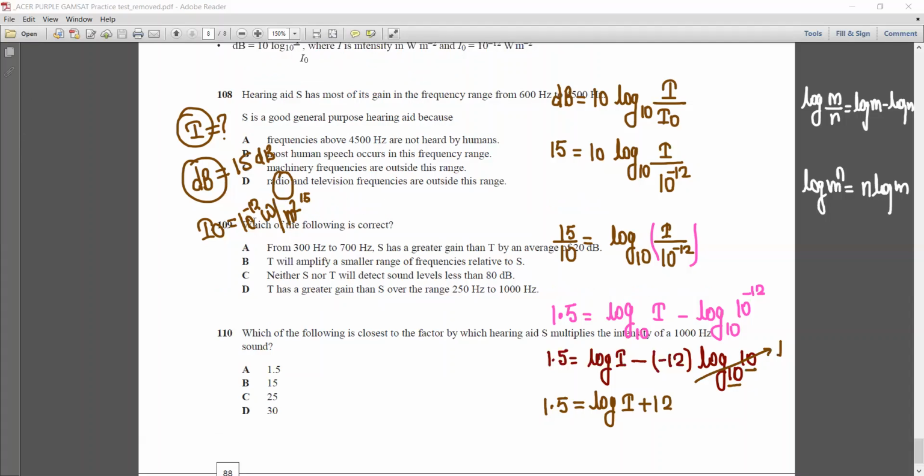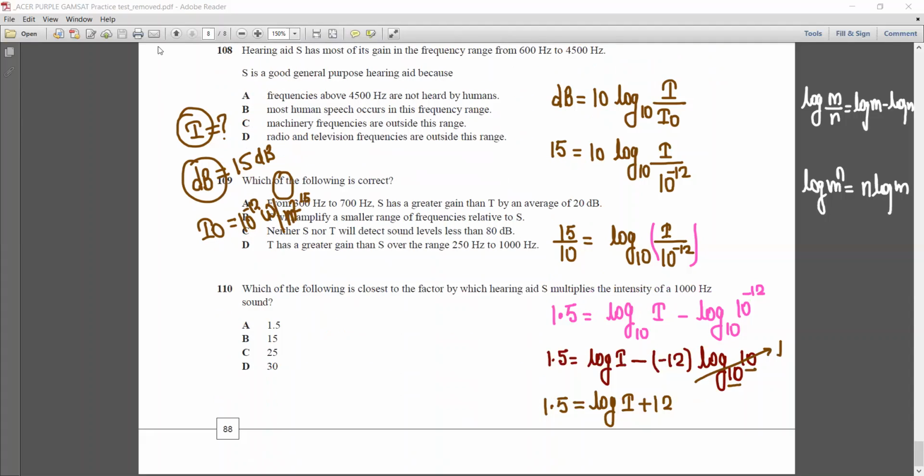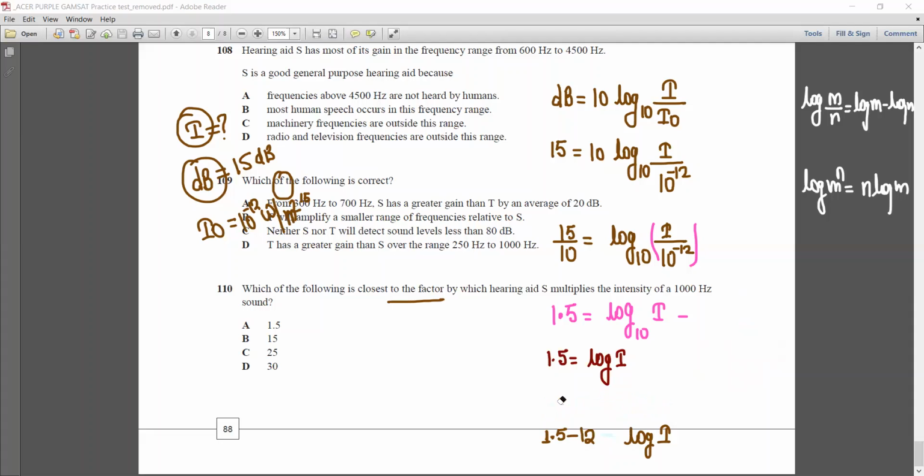Let's see, are they defining any value here for the log term? No, they are not defining any value for the log term. Now we found that this will be 1.5 minus 12, which is log I. Wait a second. I think they want to know the factor, so I think we do not need to do this here. Actually, they want to know the factor, which means the value of I over I naught. So don't put the value of I naught. That's fine.